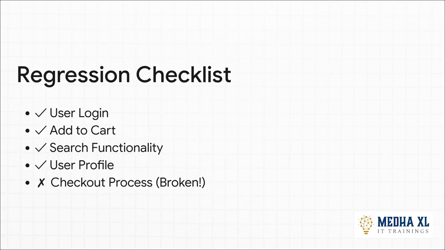So let's picture it. This is our e-commerce app, right? We just added that slick new user profile feature. So we run our regression checklist. Okay, does login still work? Yep, check. Add to cart, good to go. Search, still works. User profile? Check. Then, we get to the checkout process and bam, the new code completely broke it. This is exactly why regression testing is so vital.